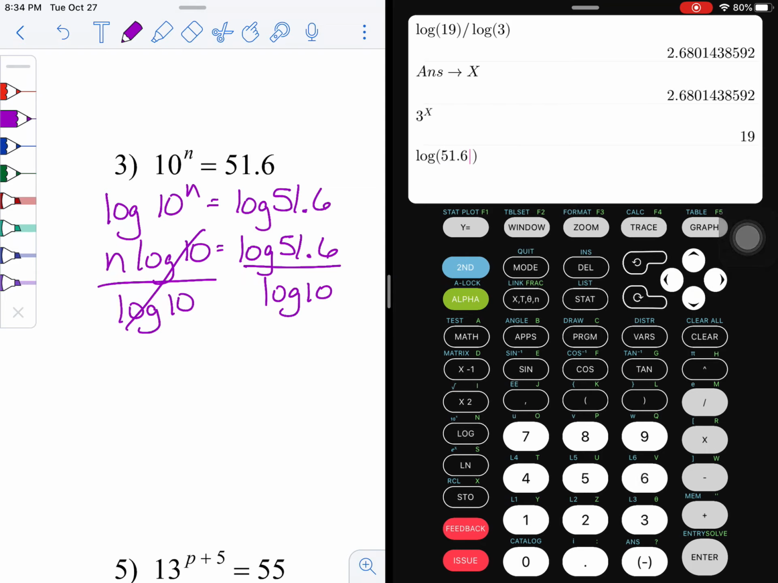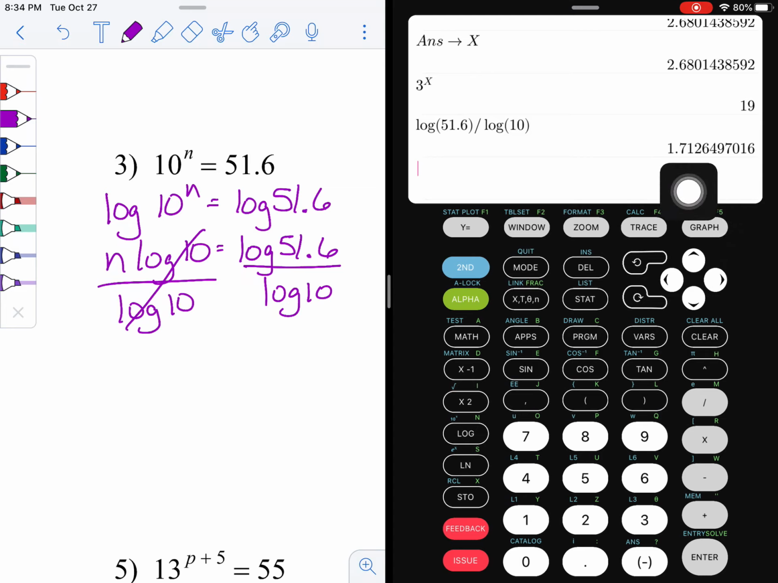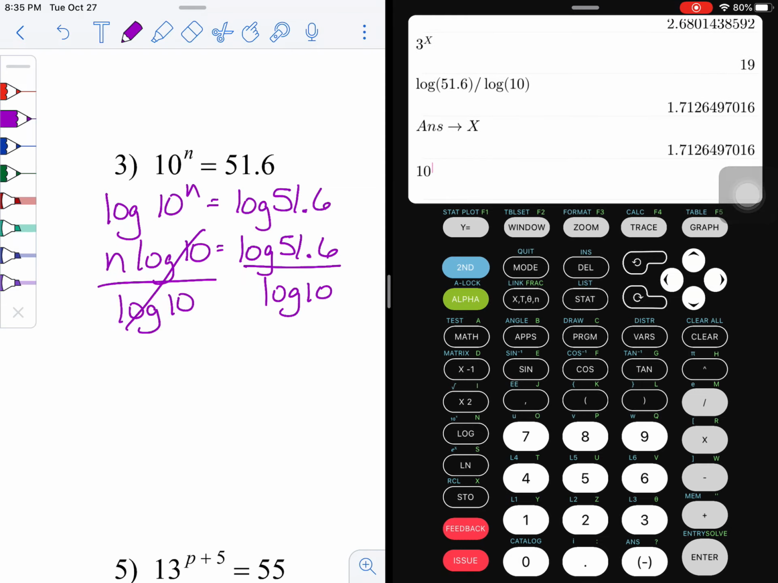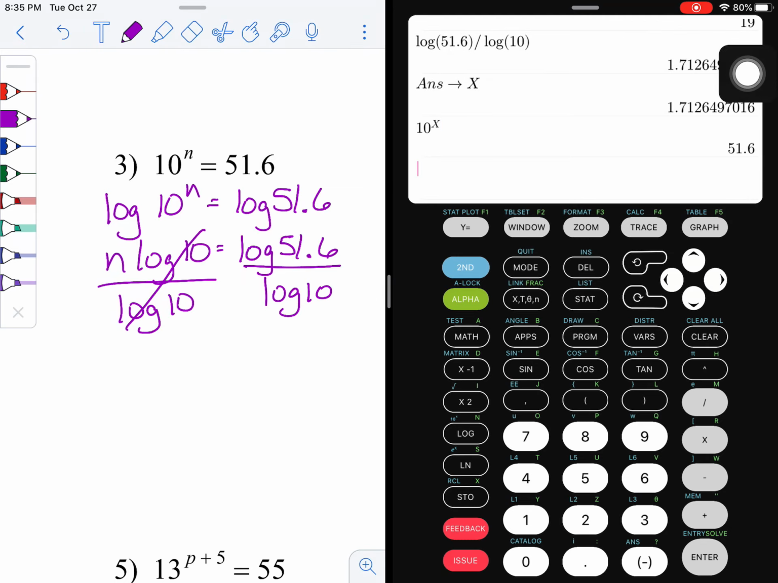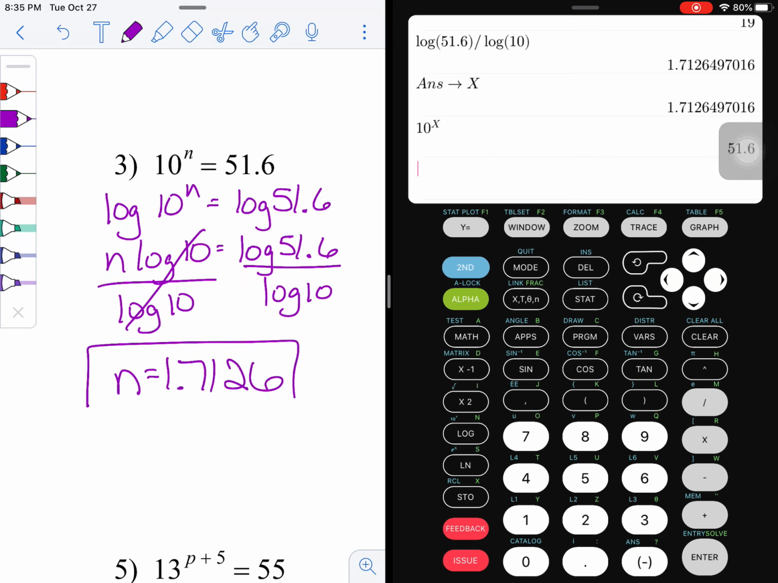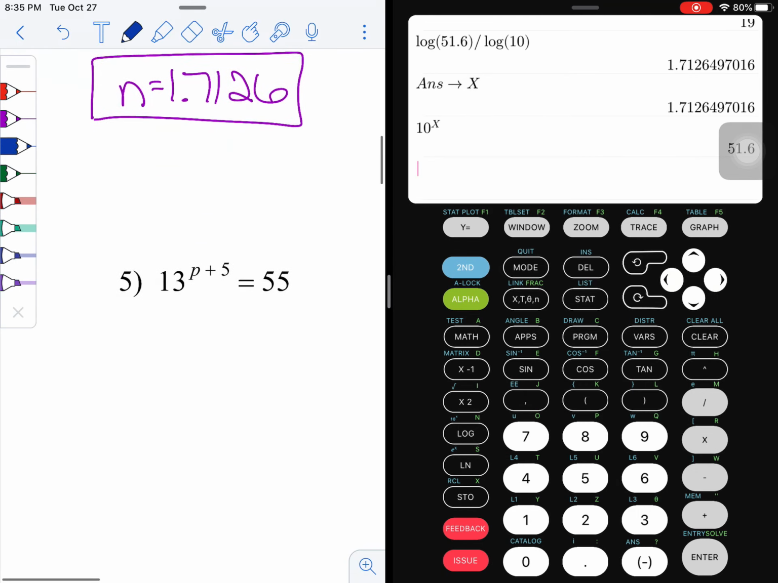All right, so again, this fraction right here is what's going to go into my calculator. So log, now my calculator already started the parentheses, so 51.6. I need to get out of the parentheses, divided by log 10, enter. Now, not that I don't trust myself, but I'm just going to check it to make sure. So store it in x because I'm lazy, and we're going to do 10 to the x. And when I hit enter, I want that answer, 51.6. So this means that n is equal to 1.7126. All right. Moving right along.